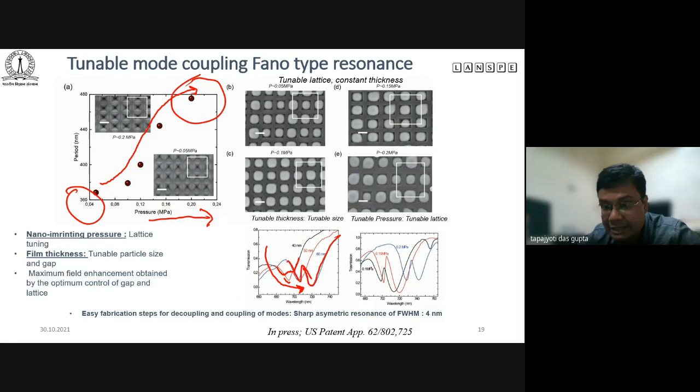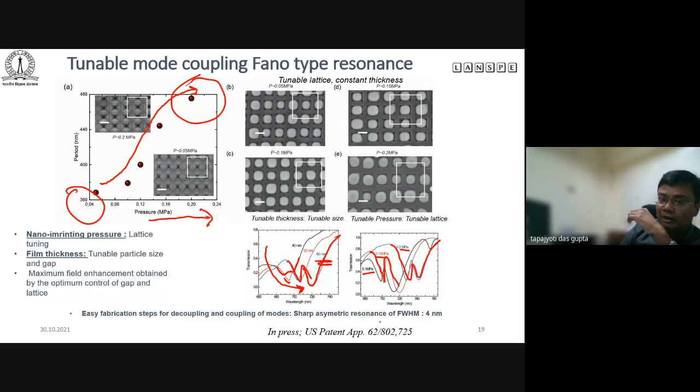Similarly, if you keep the same thickness, let's say we take the 60 nanometer, and slowly change the periodicity by changing the nanoimprinting pressure, you see from this symmetric structure, you get a much sharper resonance at 0.15 megapascal, which becomes very symmetric again as you increase the periodicity, keeping the same thickness. That means your lattice is really playing a role in tuning your modal structures.